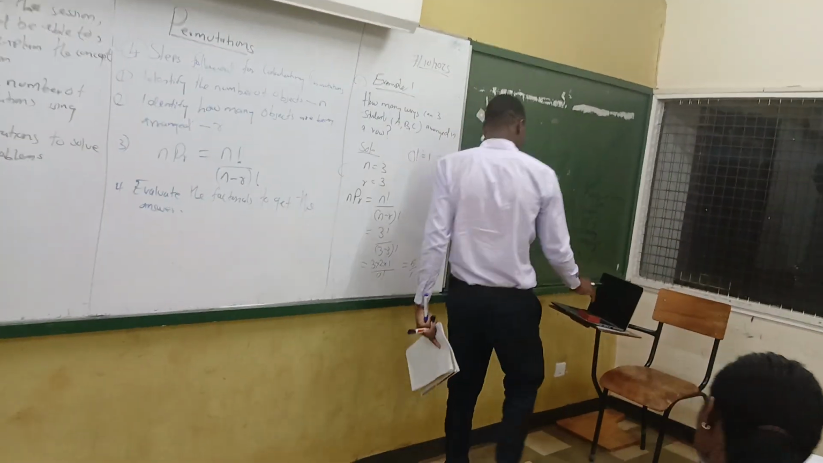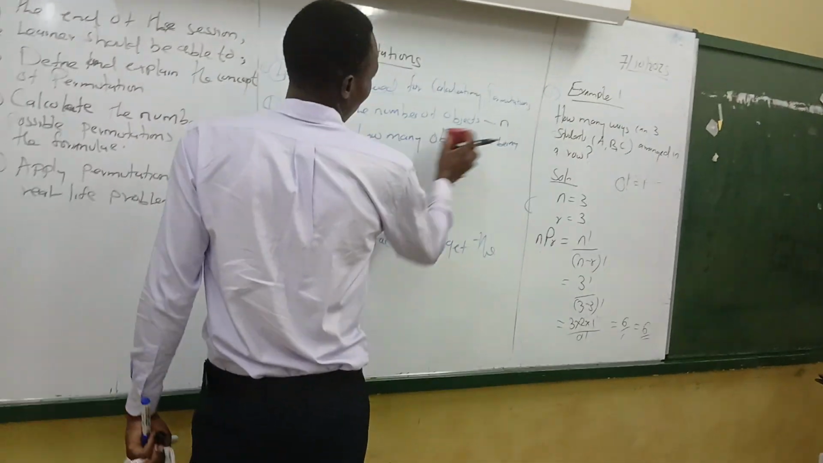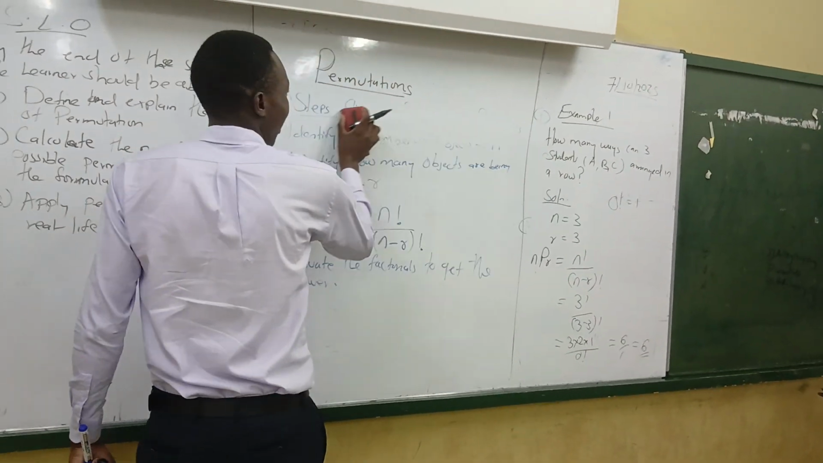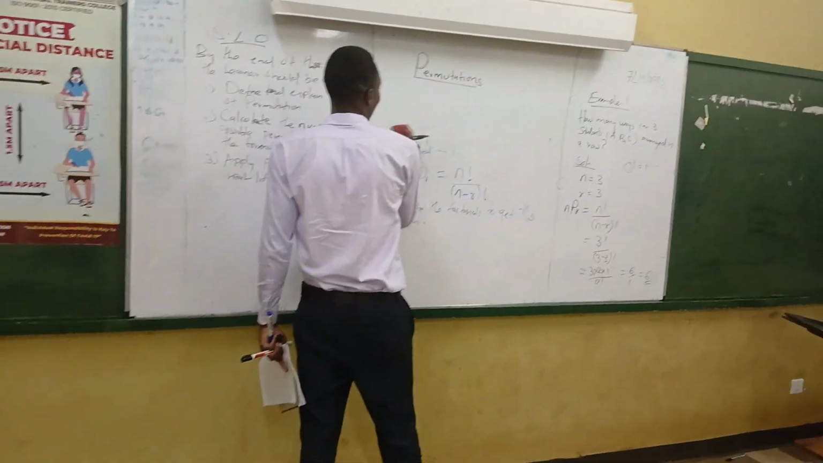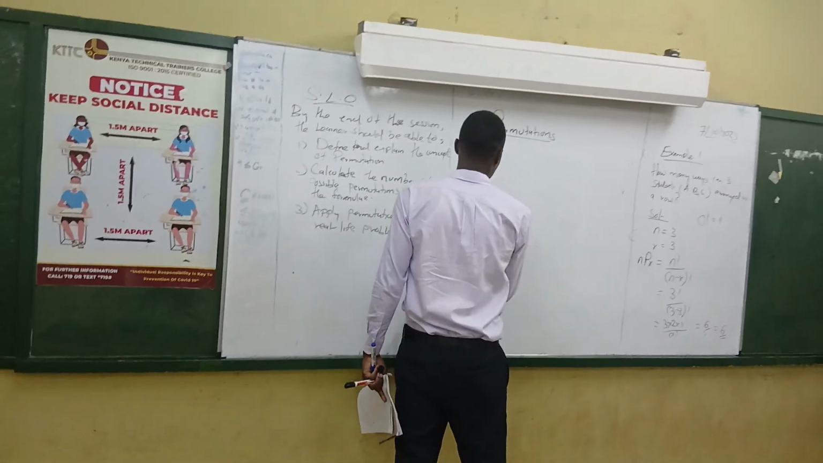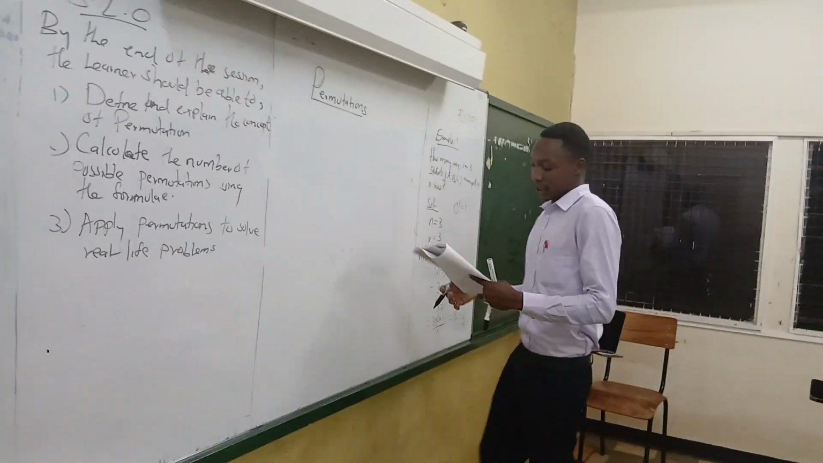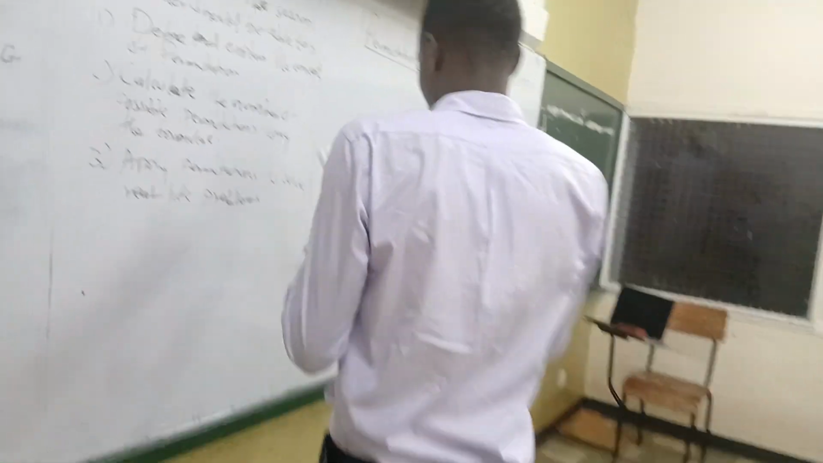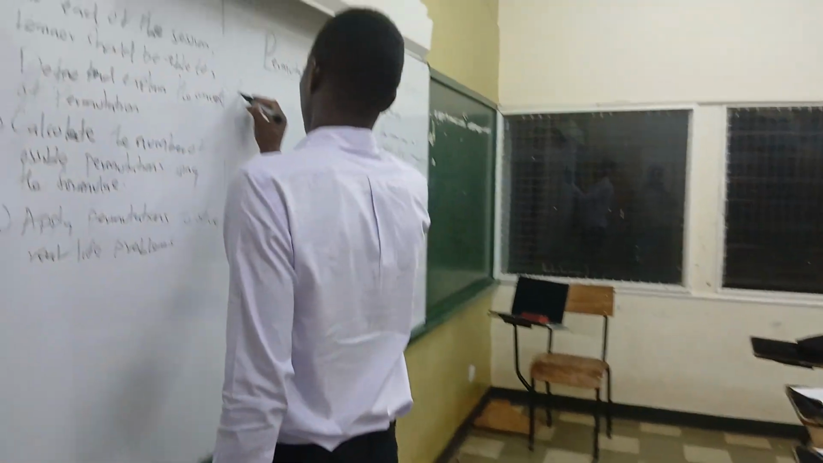That is our example number 1. Example number 2. So in pairs now, with your neighbor, I want you to do this one for me. Example number 2.